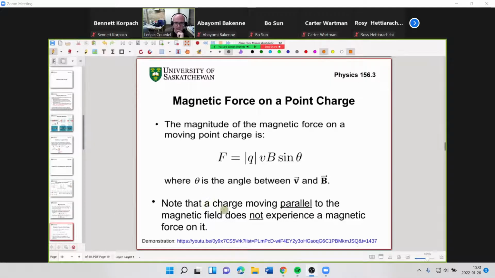What does it mean? It means that if you move parallel to the magnetic field, you will not experience a magnetic force. Okay, so, for example, if you have a magnetic field like that, and you are moving like that, then you will have a magnetic force. Okay, but if the velocity is like that, for example v2, which is just the reverse of the direction of the magnetic field, then the cross product will be equal to 0. Therefore, you don't have any magnetic force.